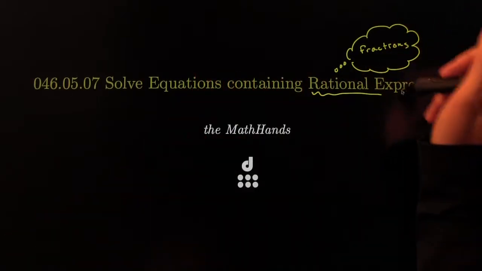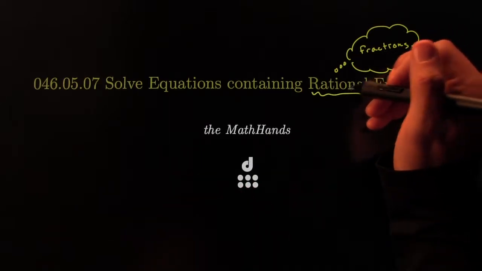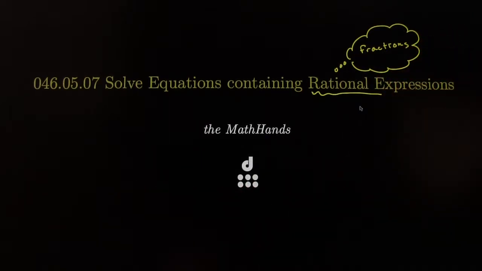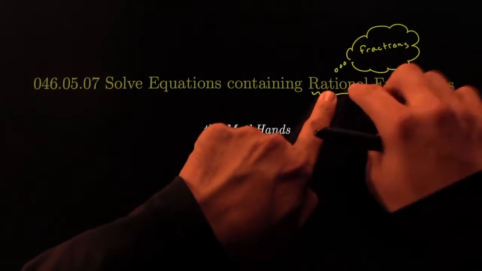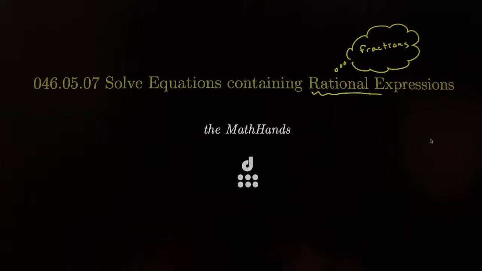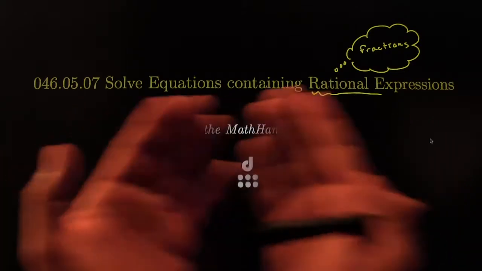Rational expressions means expressions that have fractions, and rational numbers are numbers that can be expressed as a fraction with integers on top and non-zero integers on the bottom. So there's an intimate relationship between these two words, fractions and rationals. So the easier point of view on this is just we're doing equations that have fractions. Alright, let's get on with it.